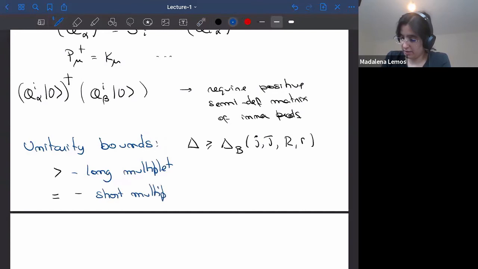So the inequality being saturated means at some point in your multiplet, you encounter a null state. So something had zero norm. Below this, you'd get negative norm. At the threshold, you get zero norm. And this means that there's a submodule here. So the representation is reducible and we want an irreducible representation. So we're going to throw away the null states.